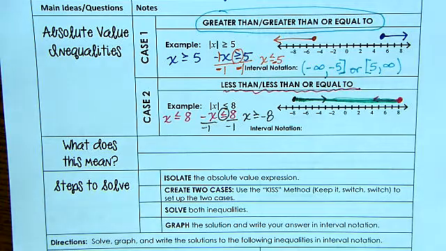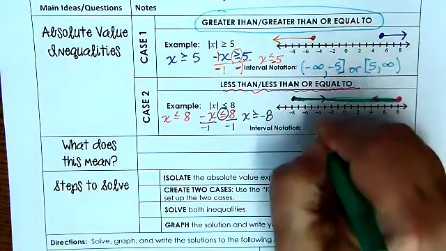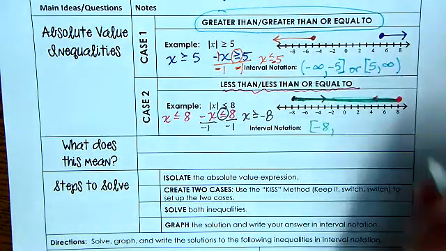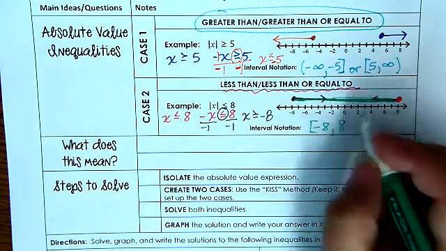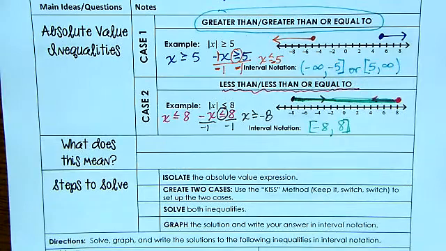So when we write our interval notation, it kind of starts at the -8 and it's equal to, so I have open parentheses, -8, comma, and then it goes all the way to 8 and it stops there because it's equal to, and I put the bracket. That's my interval notation.